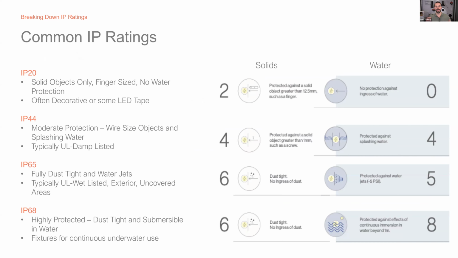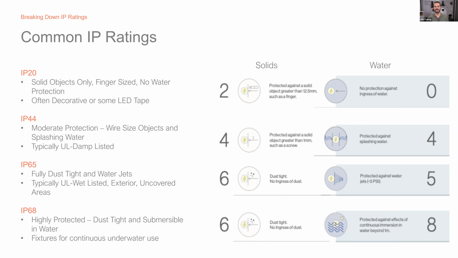One thing to note, I've gone through each of these different levels on their own. It is theoretically possible to have an IP rating that is maybe IP09. However, given the realities of physics and manufacturing, there are a lot of common IP ratings that you see just because of the way that things are constructed and enclosed. Some of the more common ones include something like IP20. So it's really protected only against solid objects, finger-sized things, no water protection really. This is something you see often for decorative fixtures or maybe some LED tape that has no level of protection whatsoever.